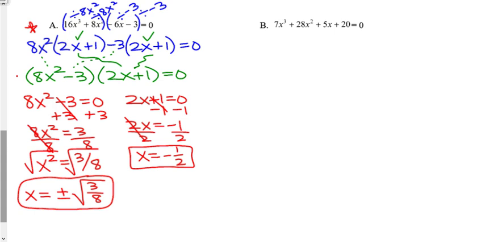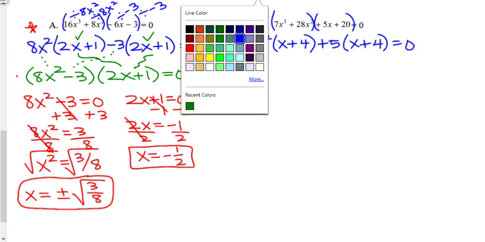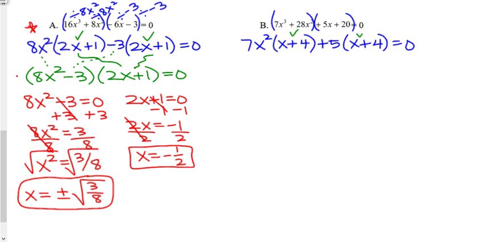Let's look at B. Looking at the first two terms and looking at the second two terms separately. From the first two, I can factor out 7x squared. And I'm left with x plus 4. From the second two, I can factor out a 5, and I'm left with x plus 4. Hey, look, I did that correctly. X plus 4 and x plus 4 are the same thing. So I can bring these down, just like I know how to do, into two separate factors. So I'm going to have 7x squared plus 5, and then x plus 4.